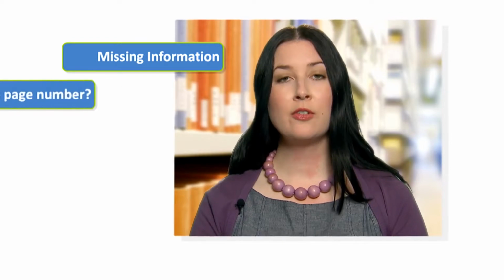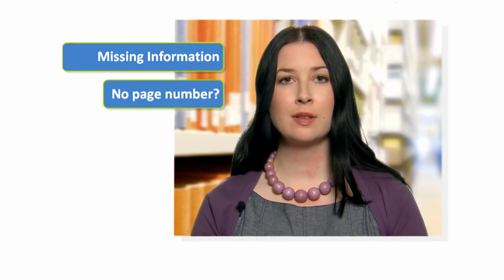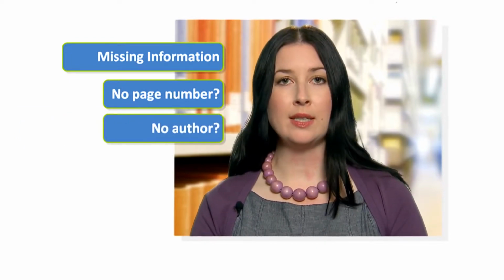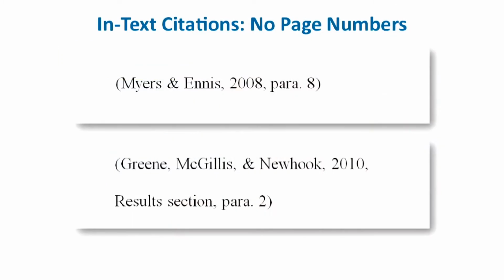Sometimes you might not be able to find all the required information. For example, what if you have an online source that has no page numbers? Or the author's name is not listed? Or what if you're unable to determine the publication date? For direct quotes where there are no page numbers, use a paragraph number or cite the heading, if there are any, and the number of paragraphs following it.